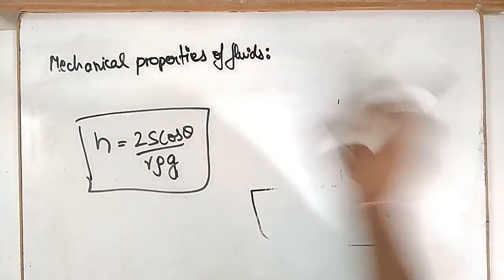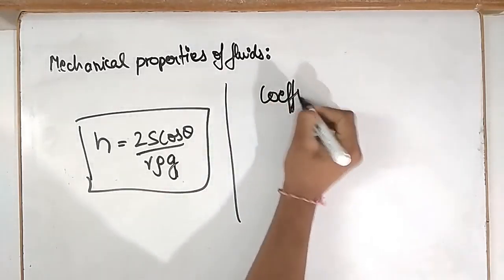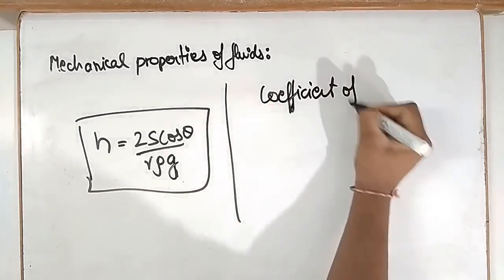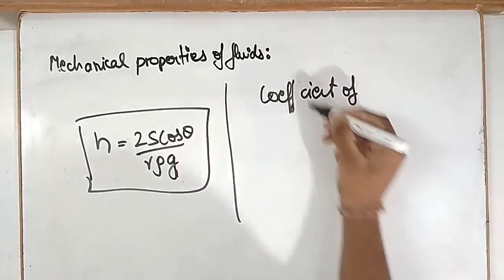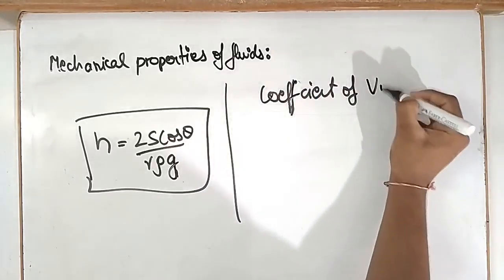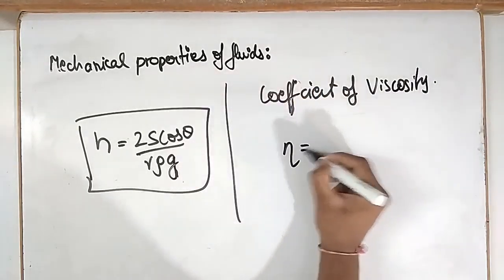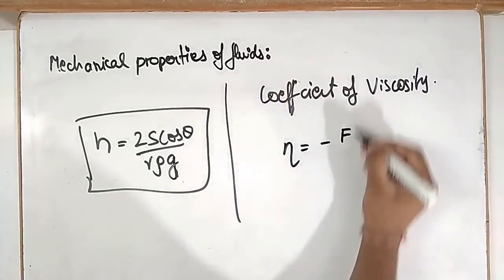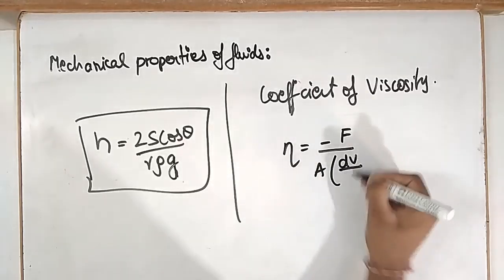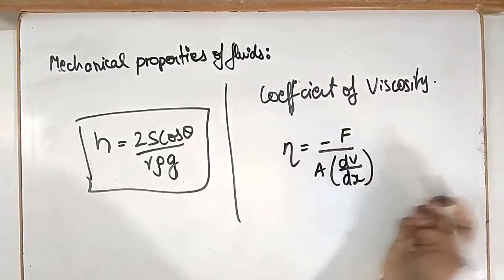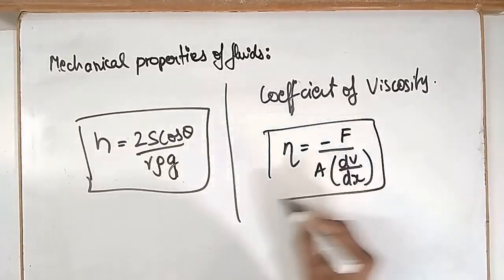Now moving on, coefficient of viscosity. The coefficient of viscosity, nu, can be written as the negative of force by area into dv with respect to dx. So nu is equal to minus F by A into dv by dx. This is the coefficient of viscosity.